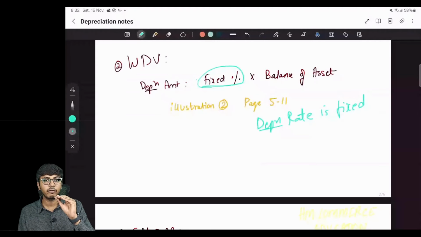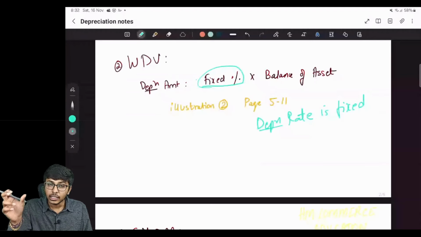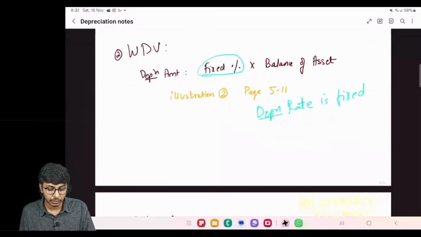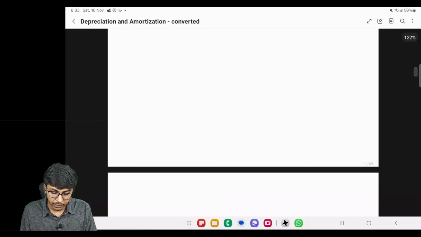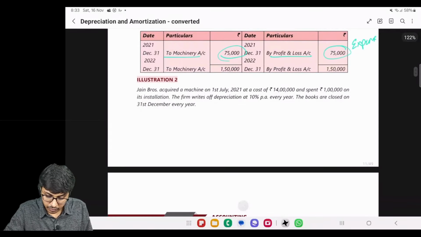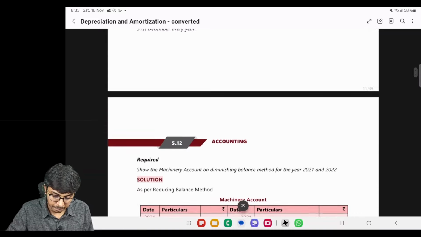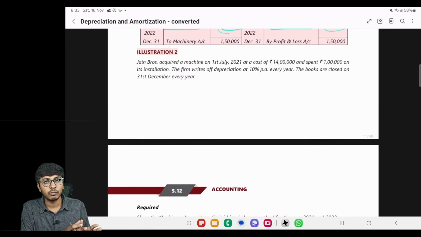So in the first year you will provide depreciation. After that, whatever is the balance available in that asset account, on that balance you will apply this rate and find the depreciation for the next year. Okay, we will see this example quickly. Reducing balance method also is nothing but written down value method, correct?